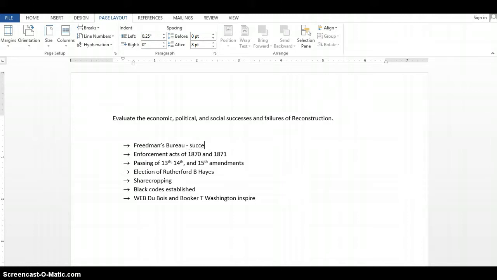So we'll say this is a success. Enforcement Acts we're saying is a success. These amendments are a success. Election of Rutherford B. Hayes is a failure. Sharecropping we said was a failure. And the establishment of Black Codes is a failure. And lastly, these two men, and many more. For example, General O.O. Howard may have been another inspirational leader, but we're going to say just these guys for now. We're going to say that this is a success.